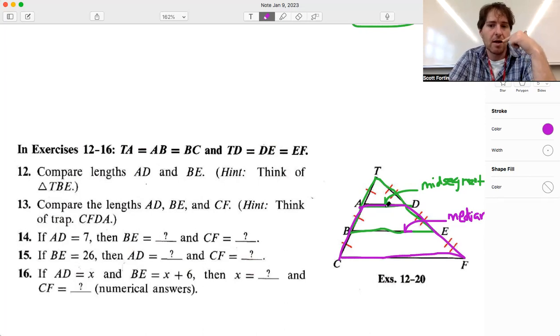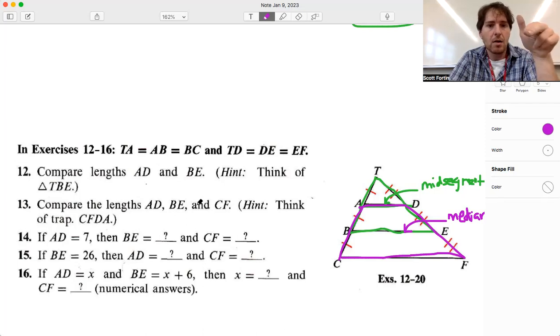Actually, we know this is parallel to this. I don't know how you prove B is parallel to CE. Okay, so maybe there's an oversight. Probably should have given you BE and CF parallel. Okay, TD is the same thing here too. So D is a midpoint there, E is a midpoint there.